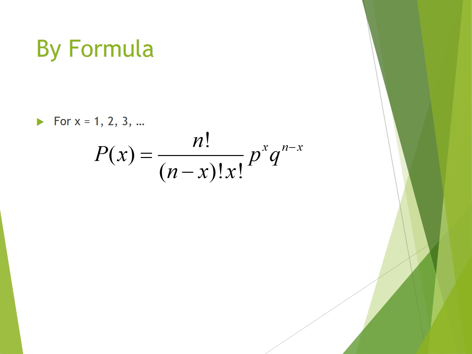The probability of X being 1 or 2 or 3 is n factorial over (n minus x) factorial times x factorial, times p to the x, q to the n minus x. I know this looks messy, and remember, we're not going to be doing it by hand at all. I just wanted to show you what the formula was. If you recall, n factorial over (n minus x) factorial times x factorial is the combination formula we learned at the end of chapter 4.